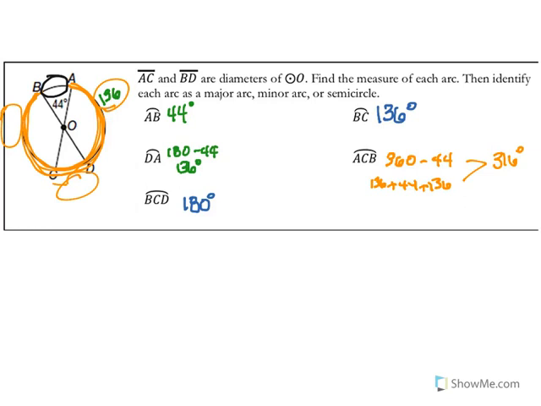Okay, let's go back and label these as major, minor, or semi. Well, we know semi is a 180. We know anything smaller than semi is a minor, and we know everything bigger than semi is major. So AB is minor, good. DA is good. It seems big, but it's also a minor, less than 180. What about BC? Well, it's the same as DA, so it's also minor. And then last, ACB, that's bigger than my 180, so that is my only major.